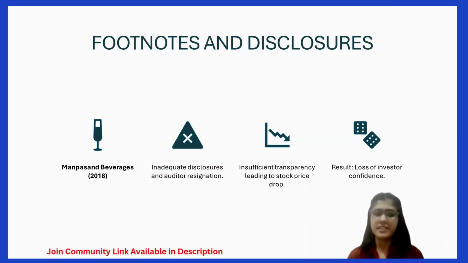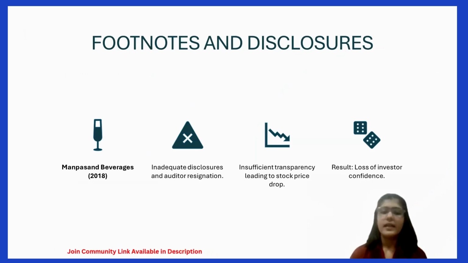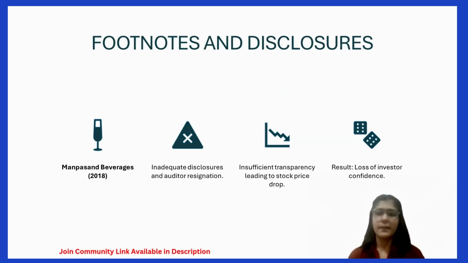And beverages in 2018. It faced scrutiny for inadequate disclosures and discrepancies. Now, disclosures and discrepancies are of major significance, which have to be mentioned in the financial statements. And also the resignation of auditors and insufficient transparency. This led to a sharp decline in its stock price. This case highlighted the importance of thoroughly reviewing footnotes and disclosures to uncover potential financial irregularities.